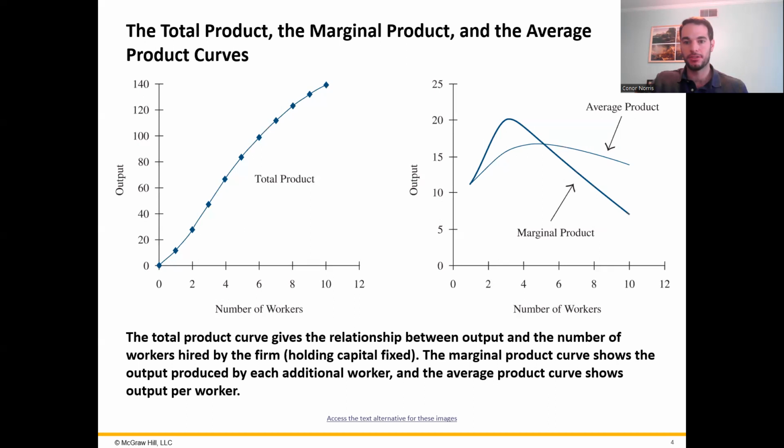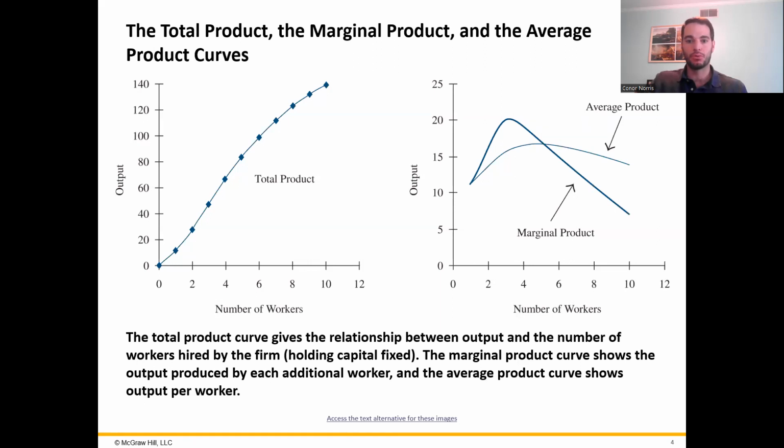Now remember, for this graph right here, we're holding the capital constant, meaning that everything that the company does and all of the equipment that they use is not changing. The only thing changing is the number of workers. So we can trace the effect of the marginal worker, which is how much the output increases as you add an additional worker. So here on the total product curve, the difference between 2 and 3, that's going to be the marginal product.